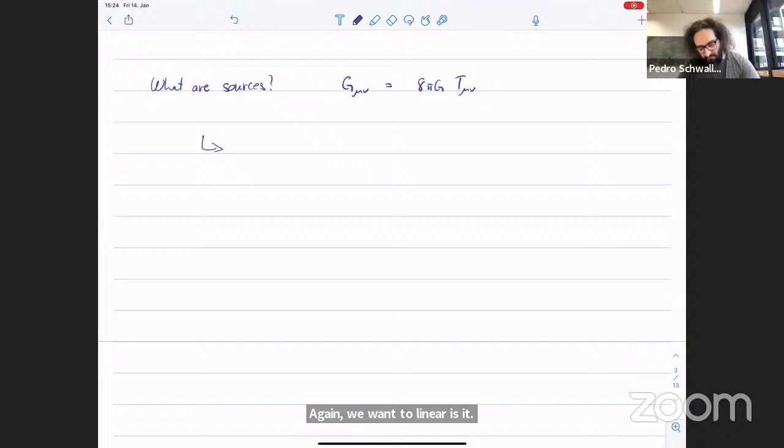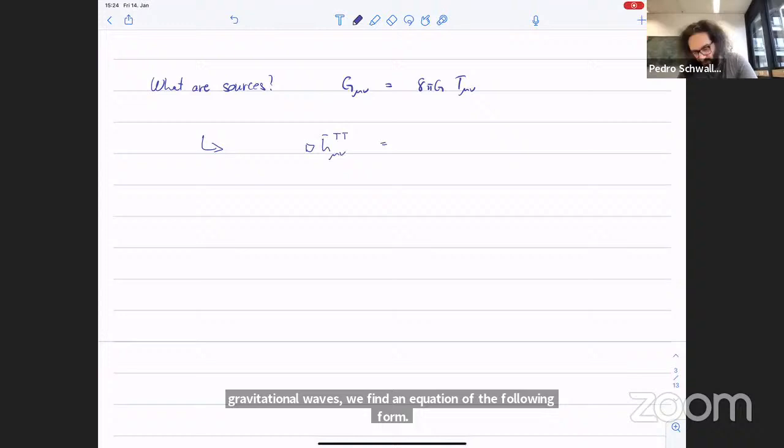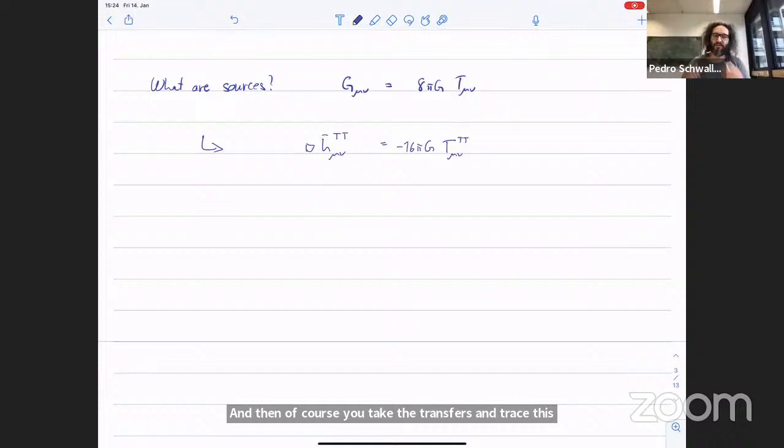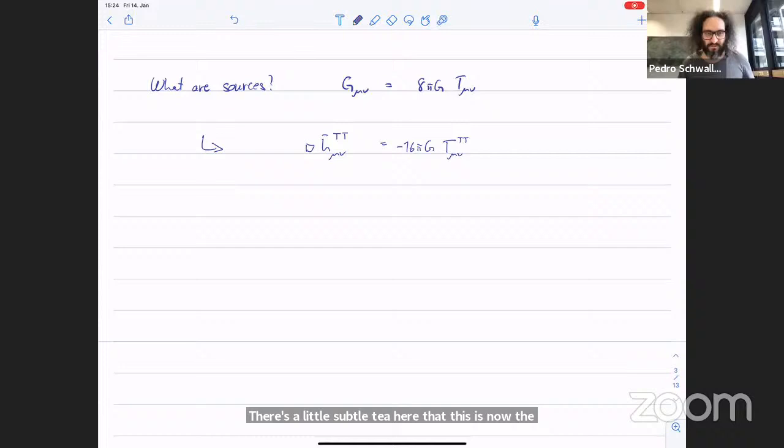For the perturbations, so for the gravitational waves, we find an equation of the following form. h^TT mu nu is minus 16 pi G, and then of course you take the transverse and traceless part of the energy momentum tensor. So you project out only a part of the total matter, which actually contributes as a source term for gravitational waves. There's a little subtlety here that this is the trace reversed perturbation, but I don't want to go into so much detail. You can find this in most textbooks, for example in the book by Carroll, which is a somewhat compact discussion.